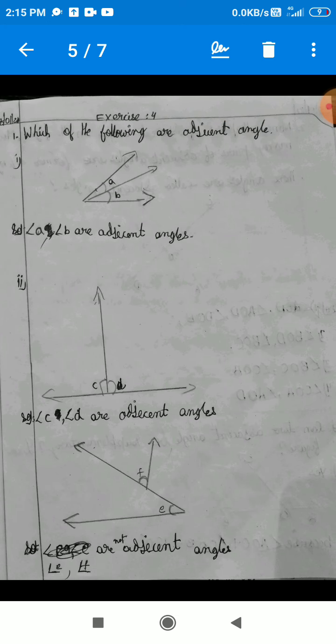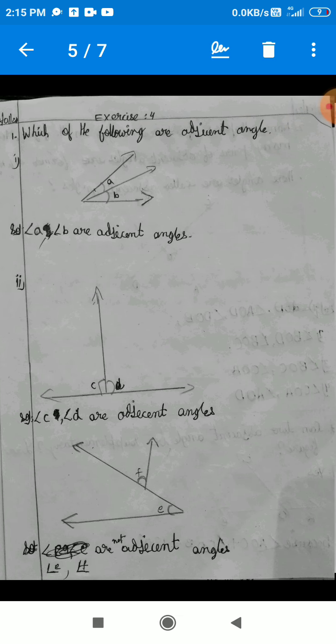Exercise 4. Which of the following are adjacent angles? First, angle A, angle B are adjacent angles. Second solution. Angle C, angle D are adjacent angles. Third solution. Angle E, angle F are not adjacent angles.